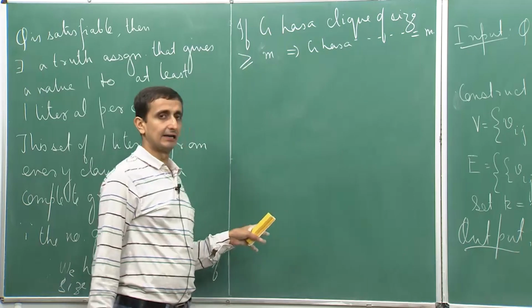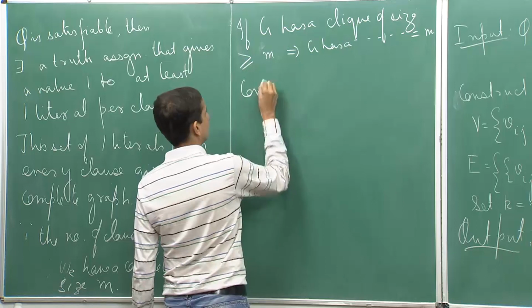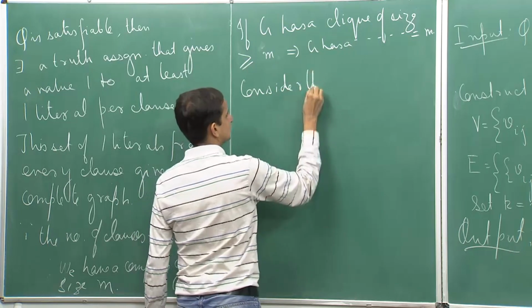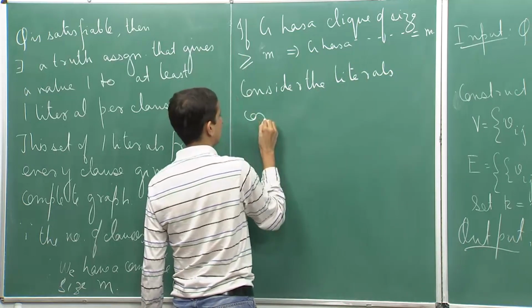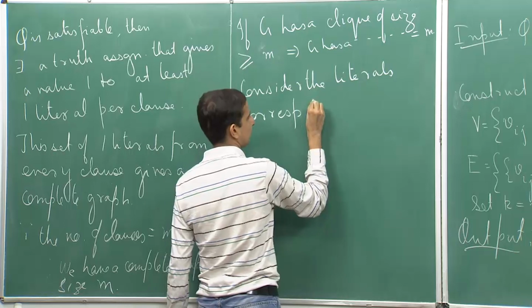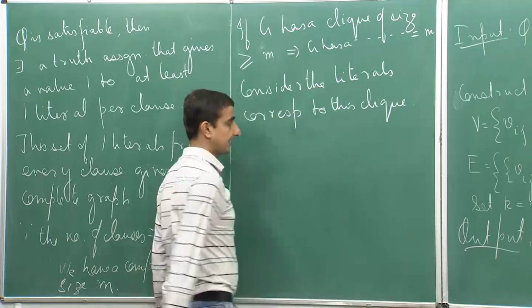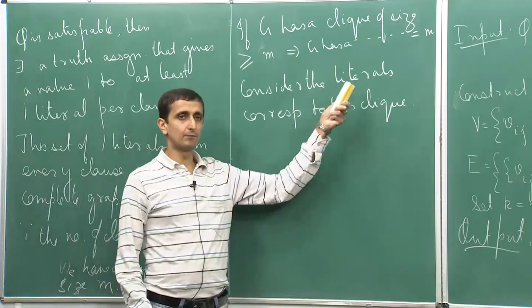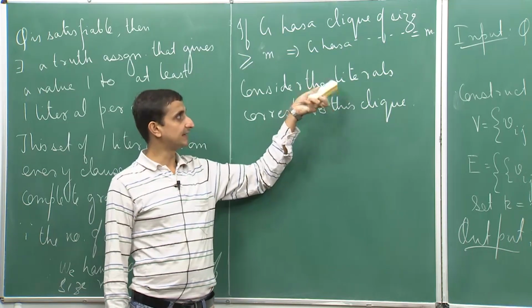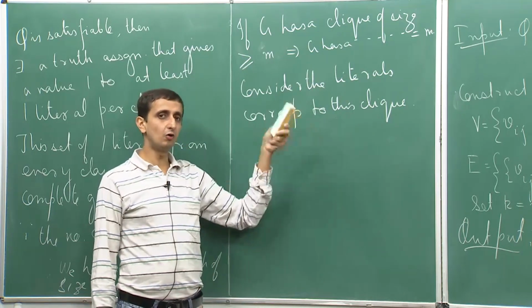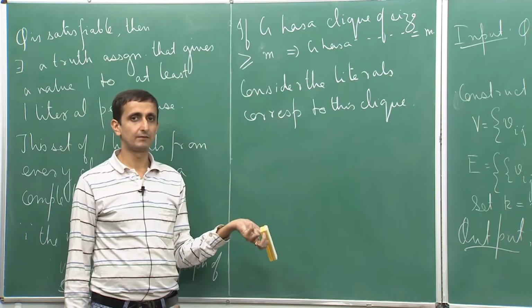Now, consider the clique. So, consider this clique. Consider the literals corresponding to this clique. So, each literal must come from a different clause, first of all, that is by definition, and it also must be the case that because this is a clique, no literal is a negation of another literal in this set.